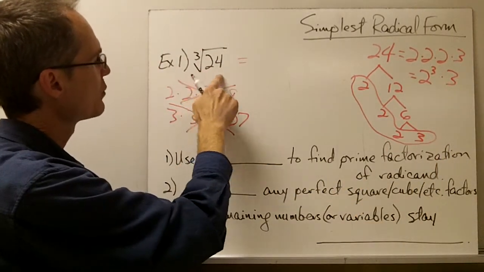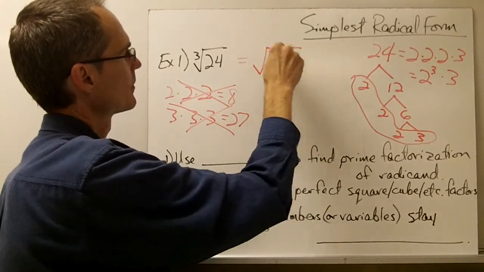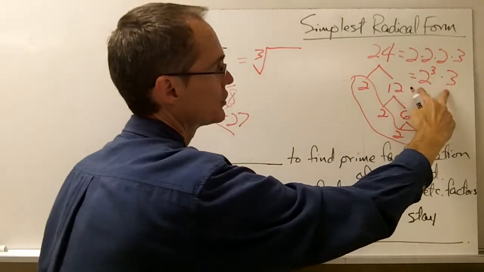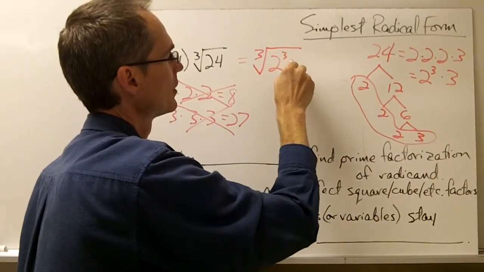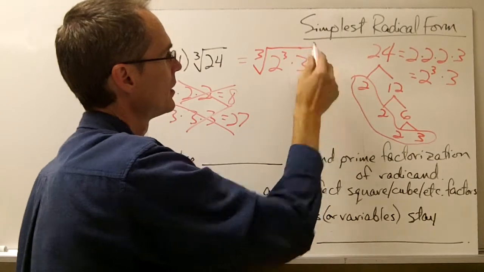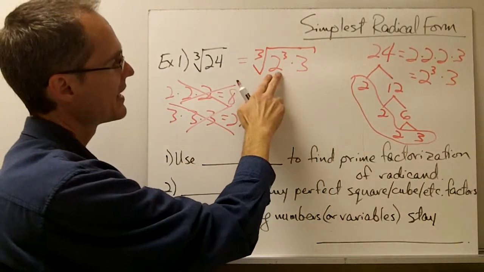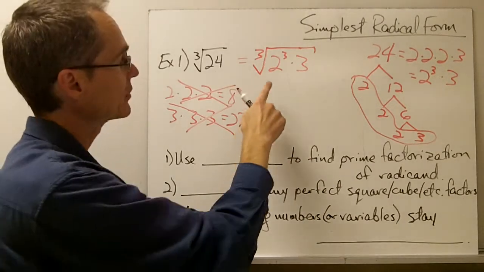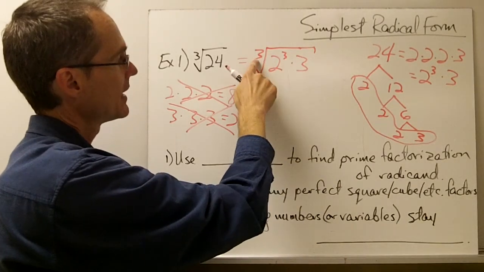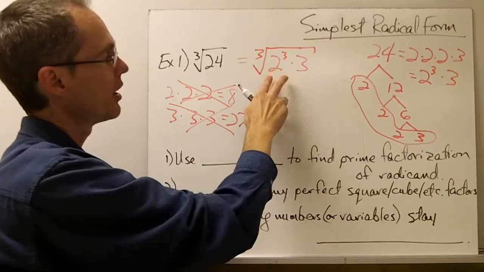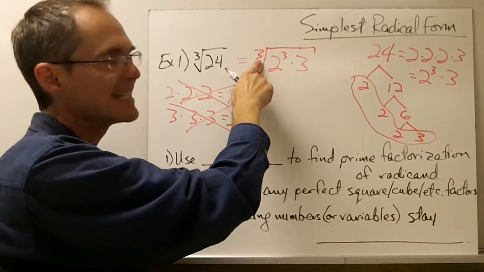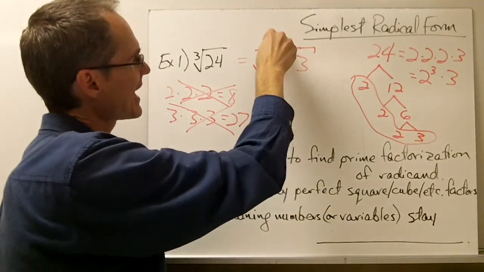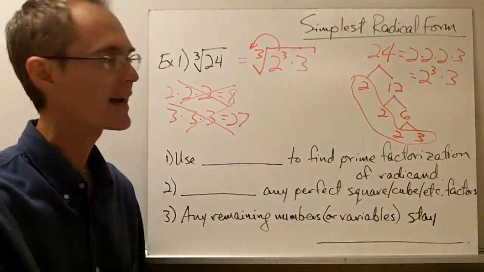Now if I go back and rewrite this expression, instead of saying the cube root of 24, I say the cube root of 2 to the third power times 3. Well, now I can see that one of my factors here, 2 to the power of 3, is what we call a perfect cube factor. The power of this factor matches the index of my radical expression. So I can pull it out from under the radical.